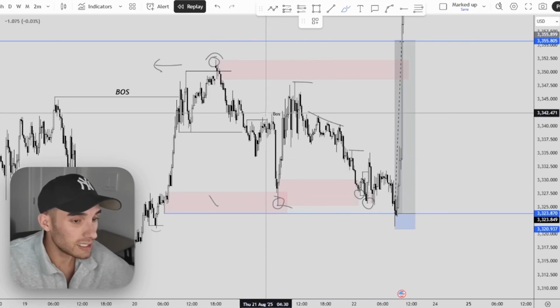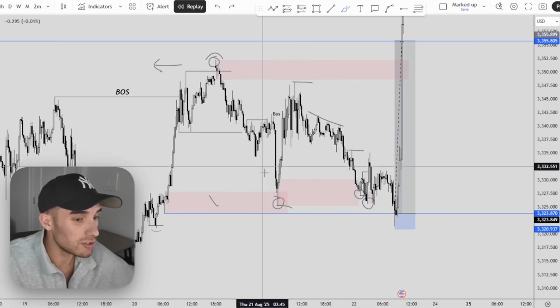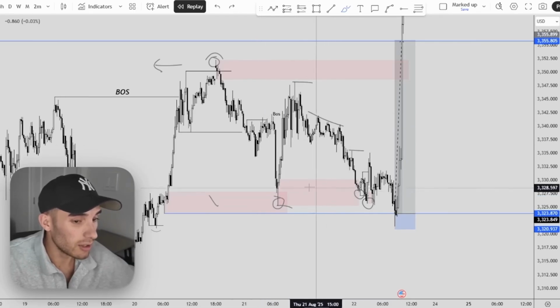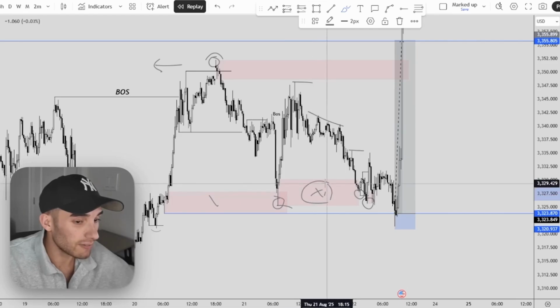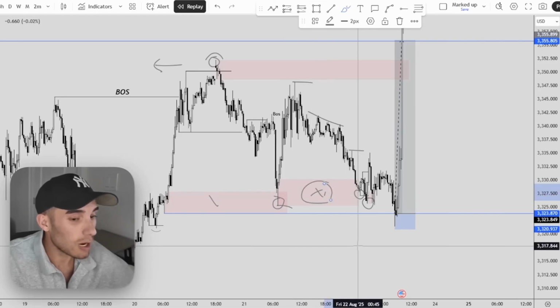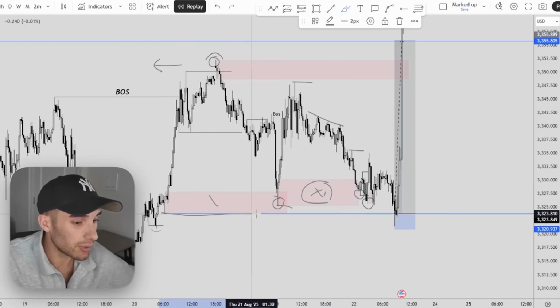Remember, we need to see this occur, because this induces early buyers into the market. They're going to be looking for longs inside of this POI here. We allow all this to occur. We want to see them get induced. And then as soon as they get trapped, this is when we take advantage of that move.